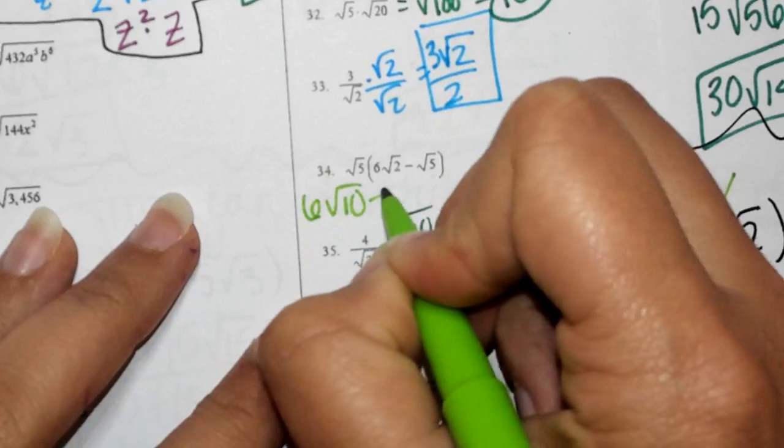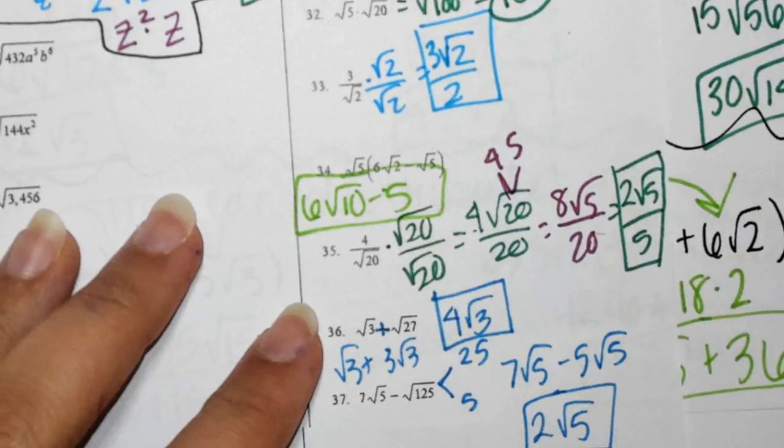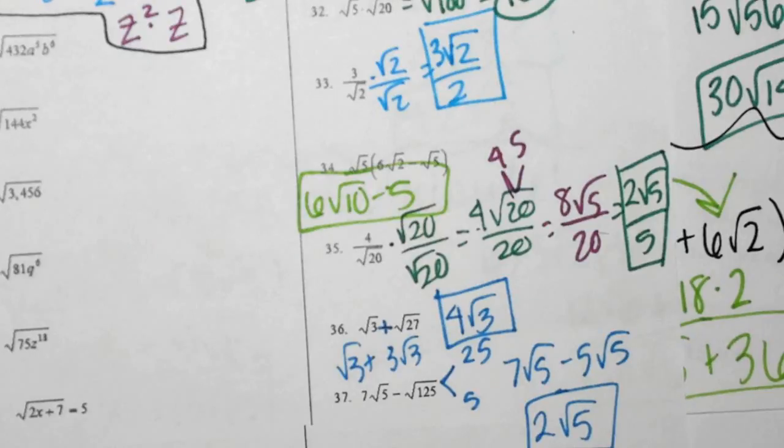6 root 10 minus 5. Oh, yeah, I got that. 2 people? Hey, that's more. Alright.